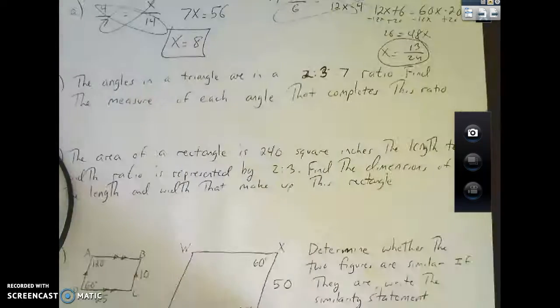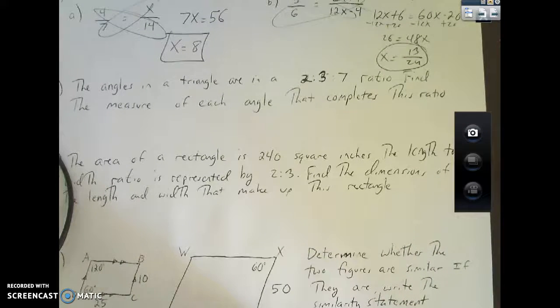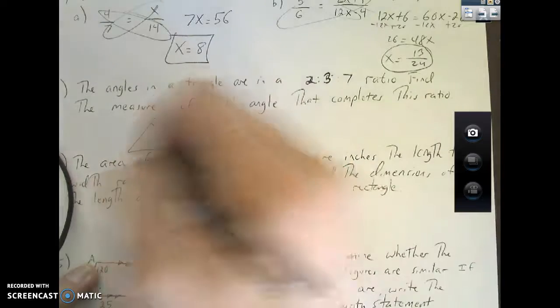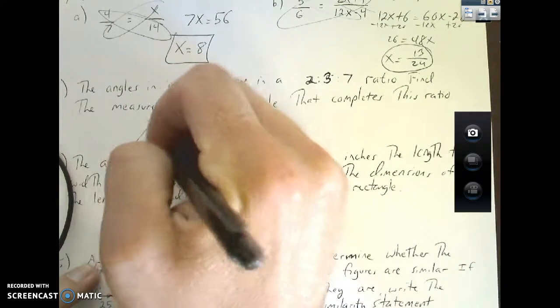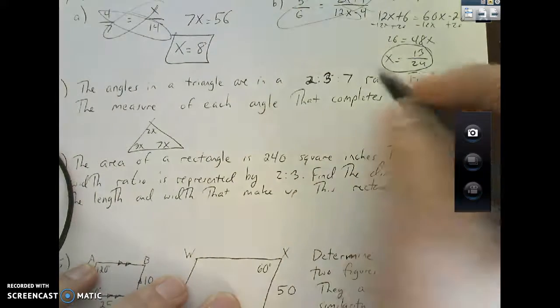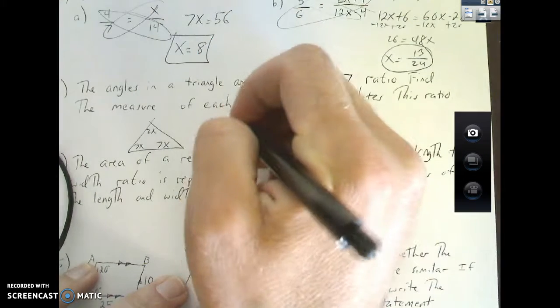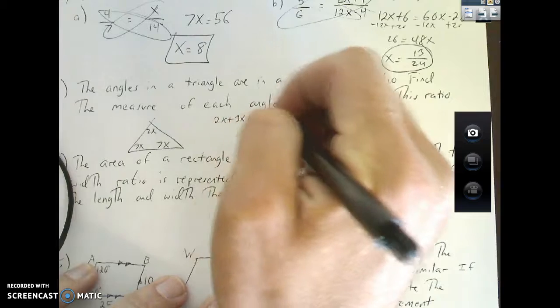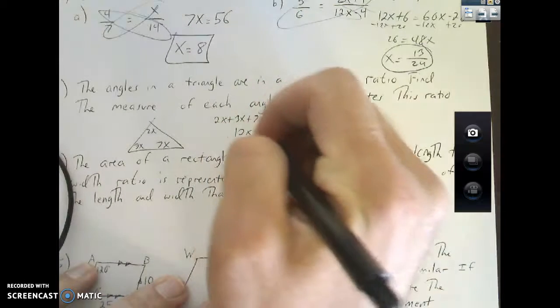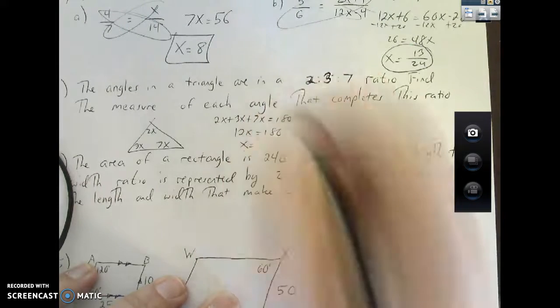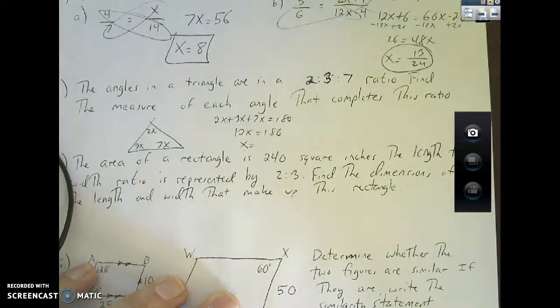Alright, the angles in a triangle are in a 2 to 3 to 7 ratio. Find the measure of each angle, then complete this ratio. So guys, if I have a triangle, 2x, 3x, 7x, right? What do the three angles have to add up to? They have to add up to 180. So 2x plus 3x plus 7x is 12x. I can do 180 divided by 12.